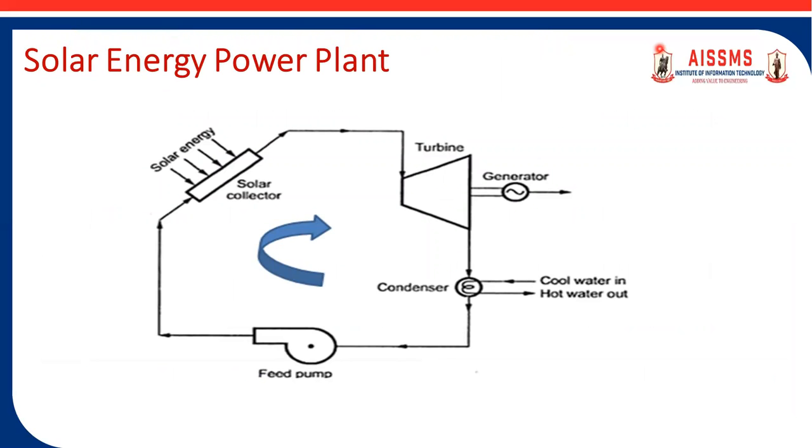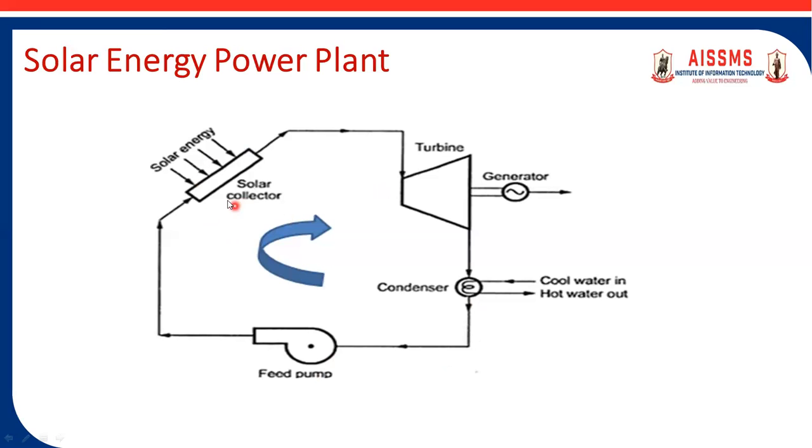Let's talk about the solar energy power plant. What is a solar energy power plant? As the name suggests, it utilizes the energy produced by sunlight. So what are the components observed in a solar energy power plant? This one is your solar flat plate collector, and this one is your turbine. The turbine is connected to a generator. One end of the turbine is connected to the condenser coil. The condenser output goes to the feed pump again, and in the same way the cycle repeats.